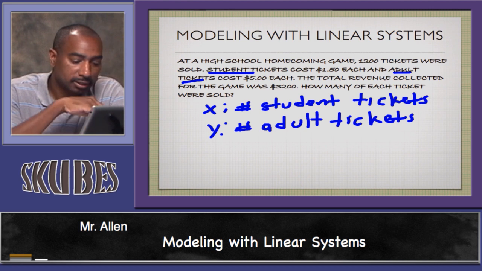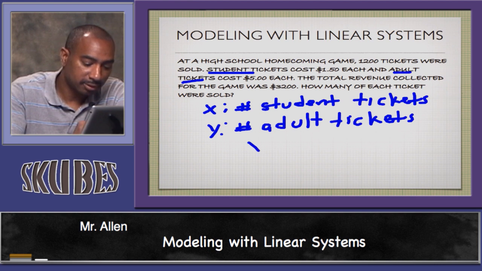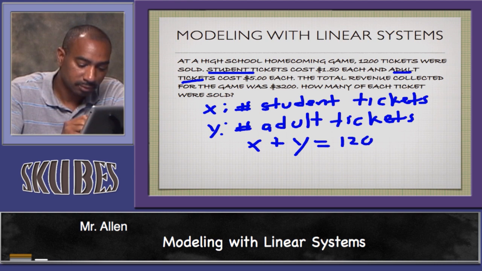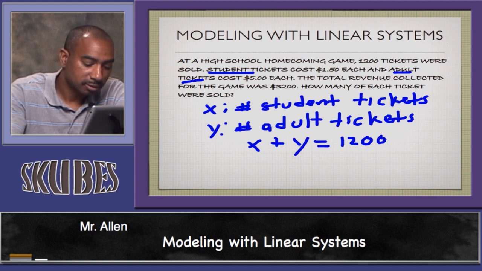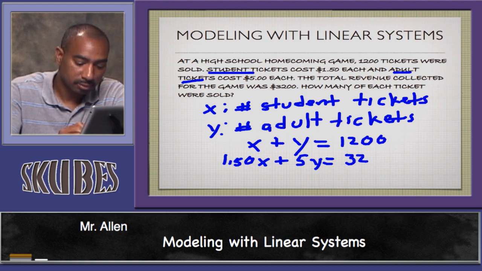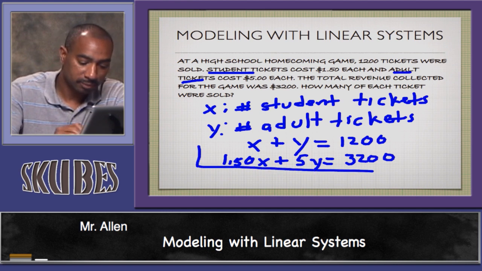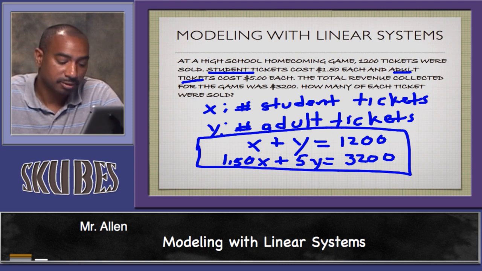All right, so we know that there were 1,200 tickets sold. So the amount of student tickets plus the amount of adult tickets has to equal 1,200. And then you have to look at the costs. Each student ticket costs $1.50. Each adult ticket costs $5. And the total revenue collected was $3,200. So this is our setup. This is what you want to solve to figure out the amount of adult tickets and the amount of student tickets.